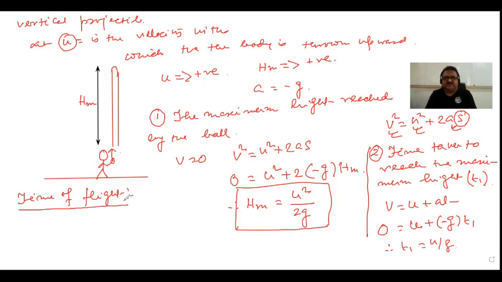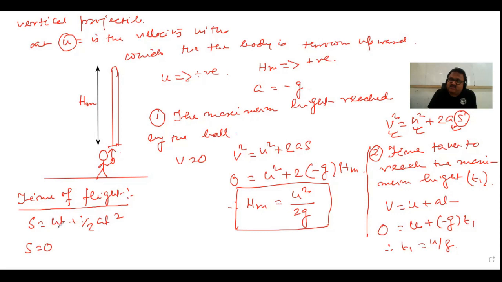Now, be careful in this case. In order to find out the time of flight, I'm going to use this equation: S equal to ut plus half at square. Time of flight means you're throwing this ball from here, and this ball goes up and returns back to your hand. So what is the value of displacement in this case? Because I told you this S is a vector. This actually represents displacement, not distance. So S in this case is 0.